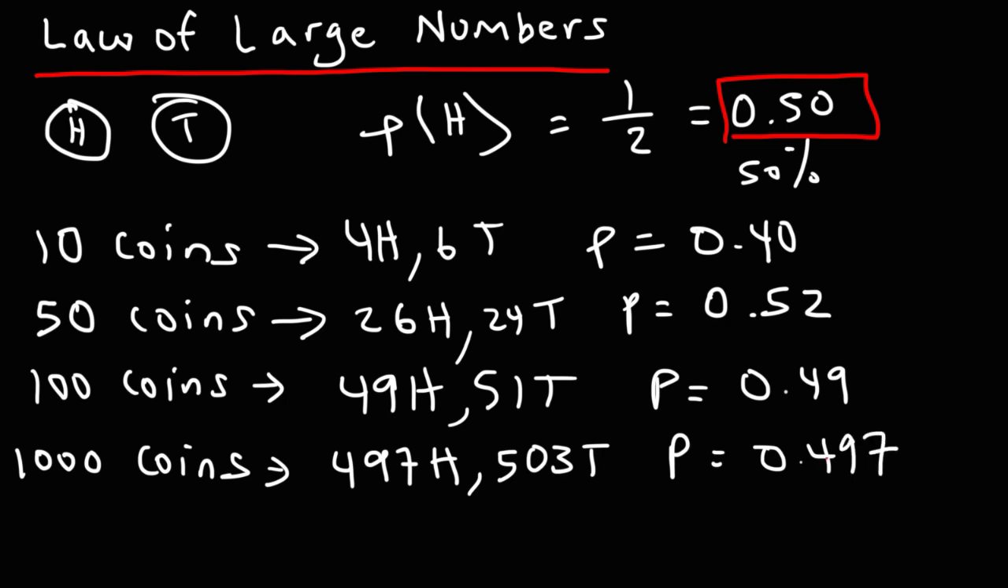So notice that this number is very close to 0.5. So the more coins that you toss in the air, the probability will get closer and closer to 0.5. And so as the number of trials increases, the observed probability approaches the theoretical probability. And that's the basic idea behind the law of large numbers. Now let's use another example to illustrate this concept.